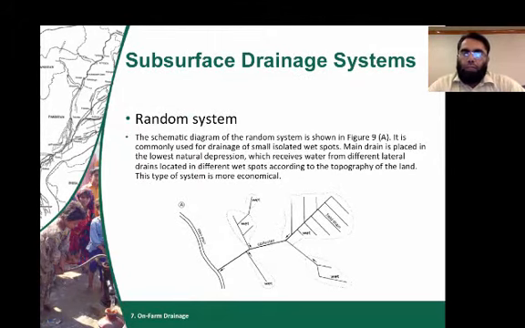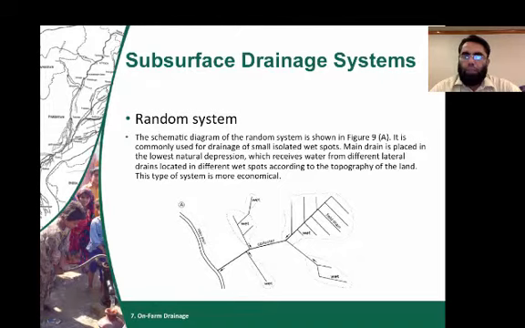Okay, now next we have subsurface drainage system. There are different layouts used in subsurface drainage also, and the first one which we will discuss is a random system. We have discussed this system in surface drainage also. This is also used in areas where you have some isolated wet spots. Complete drainage of the whole area is not required. In those situations, you are going to use this system.